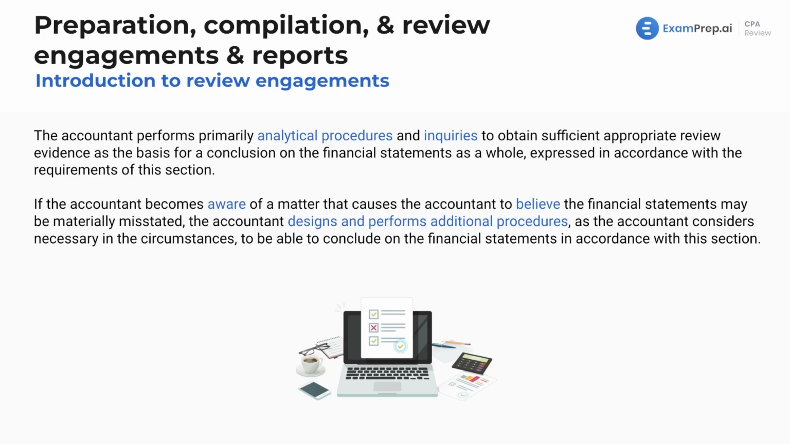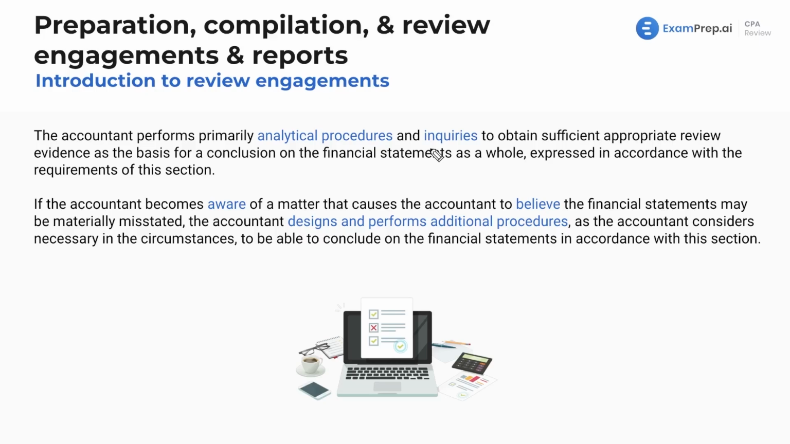Talking a little bit more about these review engagements, these wonderful, wonderful review engagements. The accountant primarily performs analytical procedures and inquiries to obtain sufficient appropriate review evidence as the basis for a conclusion on the financial statements as a whole, expressed in accordance with the requirements of this section. Here, you don't see anything about substantive procedures, and that's, I would say, the key, most important difference between review engagements and audits. Here, you're just doing analytical procedures, which we know could be getting percentages of variances between different years' financial statements, trying to get an understanding of the different accounts, and inquiries, where you're essentially going around asking management and employees at the company, inquiring of them to give disclosures and responses, to take responsibility for certain statements.